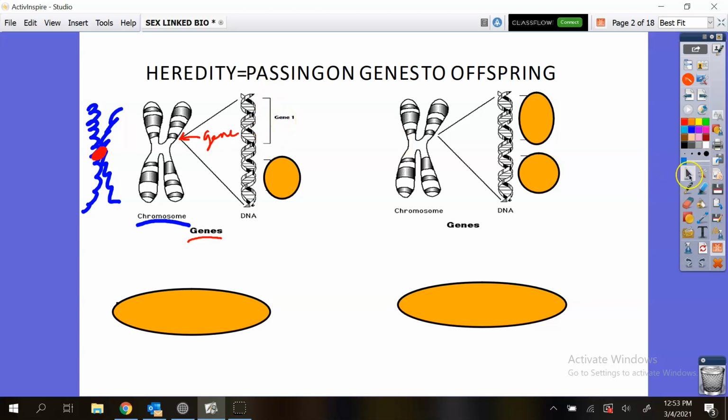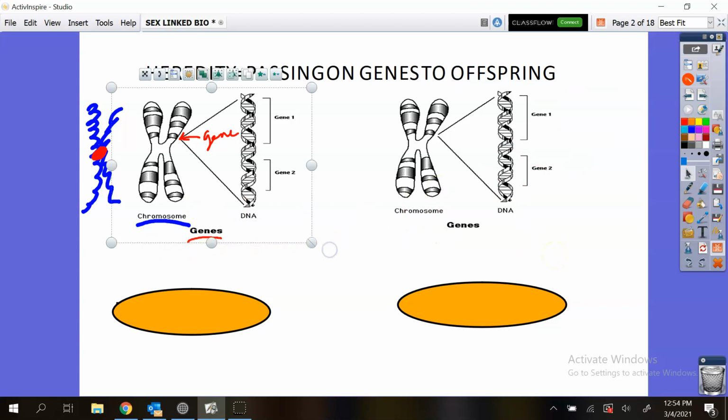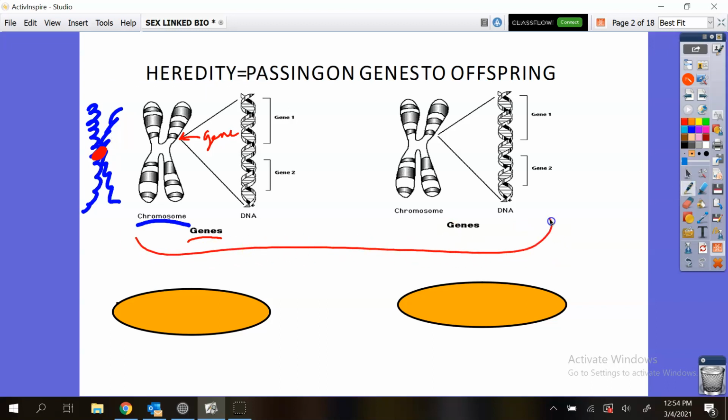So say here would be another gene right here. This region of the DNA would code for, let's say, eyelashes, whether you have long or short eyelashes. So we know that if you have the same type of chromosome, look at these two chromosomes. Look at where the genes are found. They're in the same spots. So these two chromosomes right here would be considered what? Okay, right, a homologous pair.